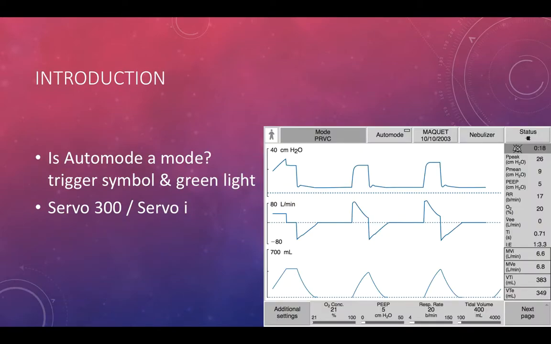Automode is a feature, not an independent mode actually, and can be activated or deactivated on any of the control modes. It is one of the non-traditional weaning methods. The traditional weaning methods are SIMV, pressure support ventilation, and TBs. Automode is a feature on Servo 300 and Servo I ventilator. When Automode is activated, a little green icon here will be turned on.